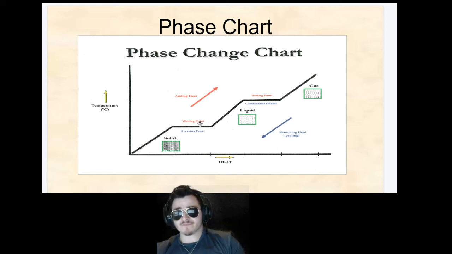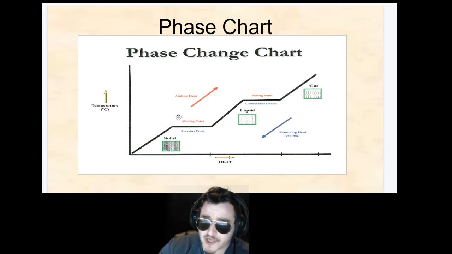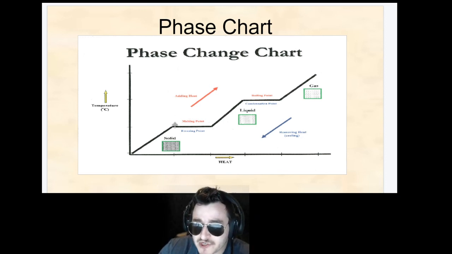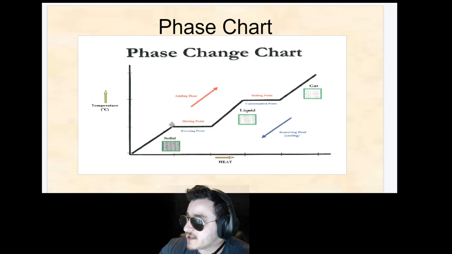So let's talk about that. So with all of these structures being the same, the first sloped line is always going to be the solid.